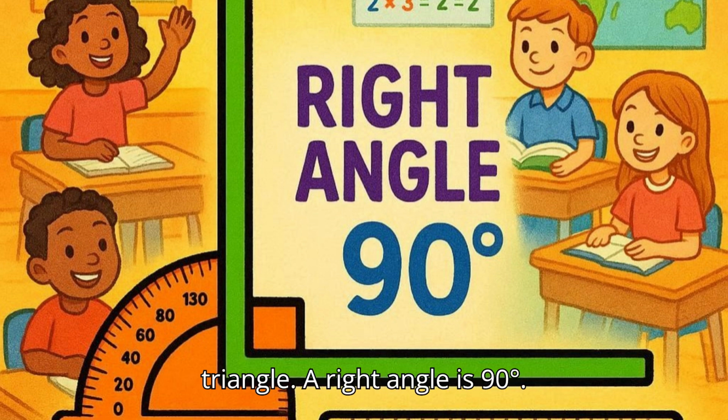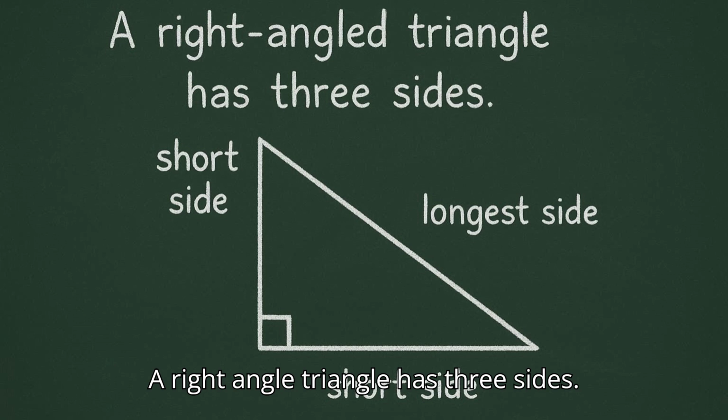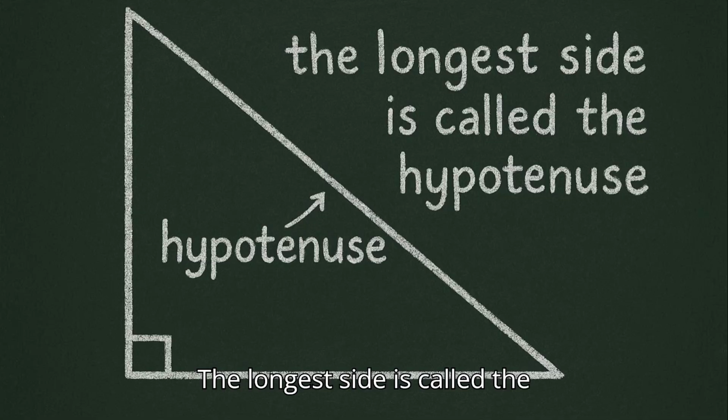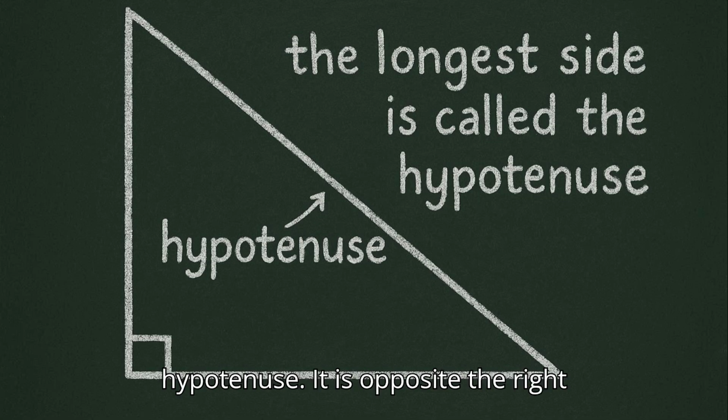A right angle is 90 degrees. A right-angled triangle has 3 sides. 2 sides are short. 1 side is the longest. The longest side is called the hypotenuse. It is opposite the right angle.